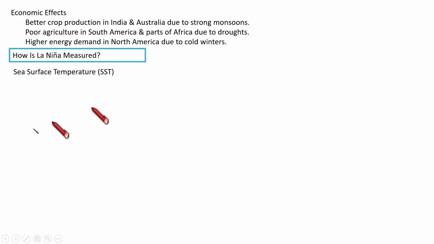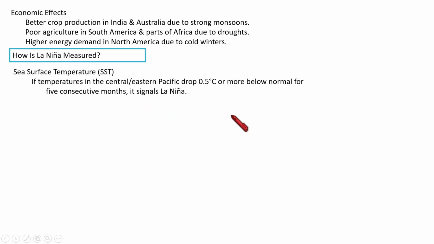Then how can we measure? Well, the same way as with El Nino, by checking sea surface temperature. In the case of El Nino, there is a 0.5 degree rise from normal temperature for 5 consecutive months. So that was the condition. In the case of La Nina, a drop of 0.5 degrees Celsius from the normal temperature for 5 consecutive months, then we can understand that it is a phenomenon of La Nina.